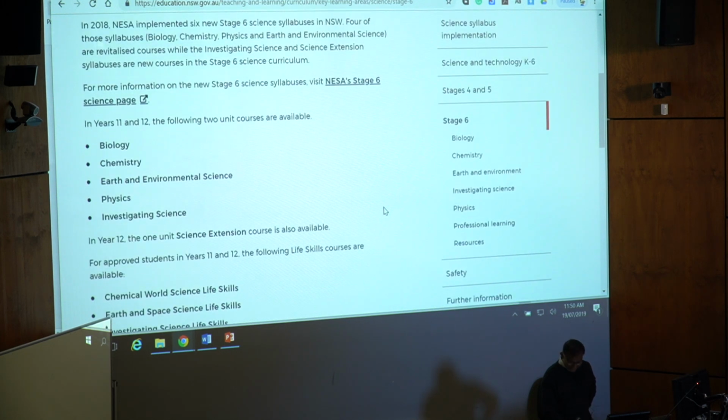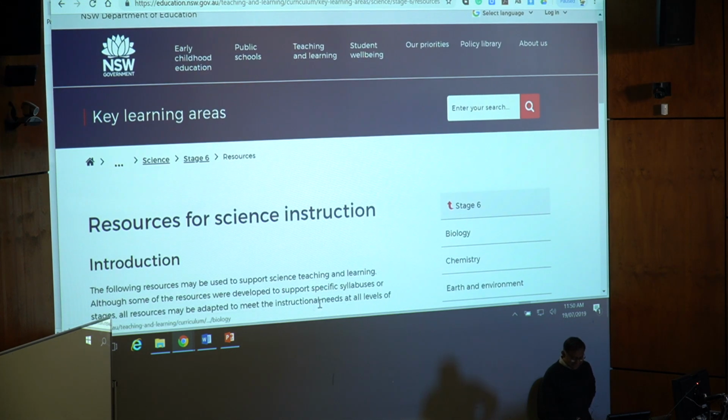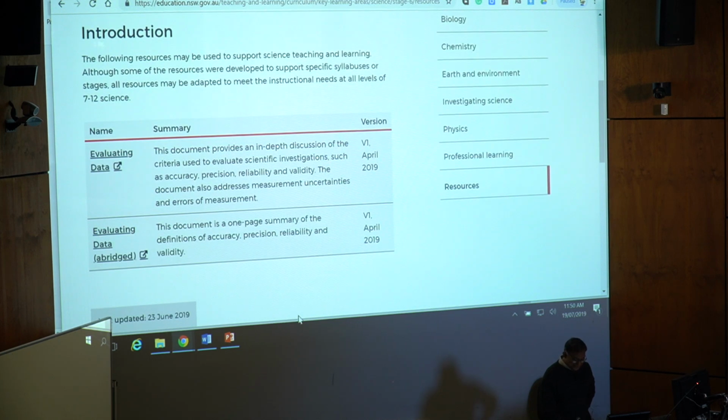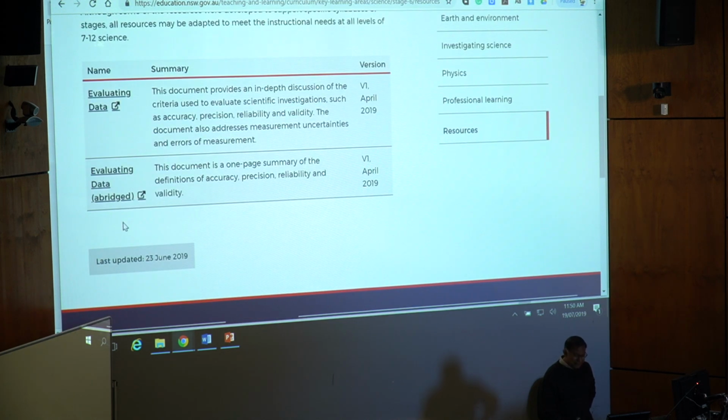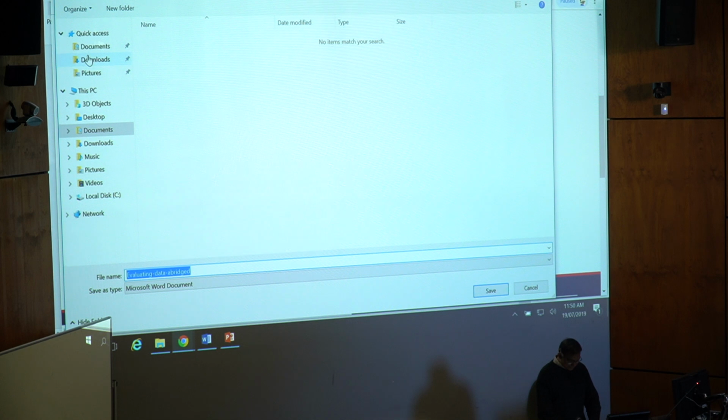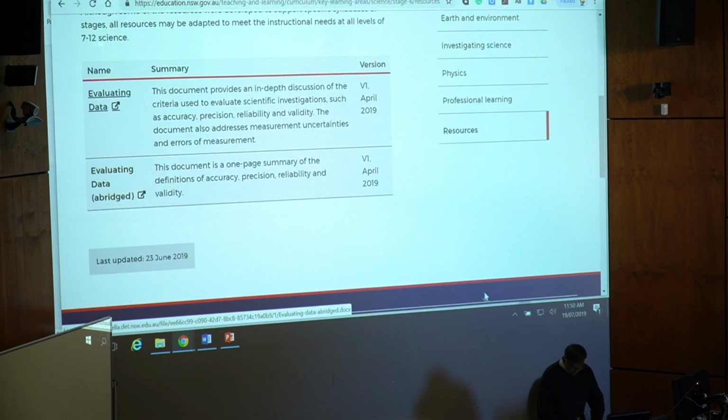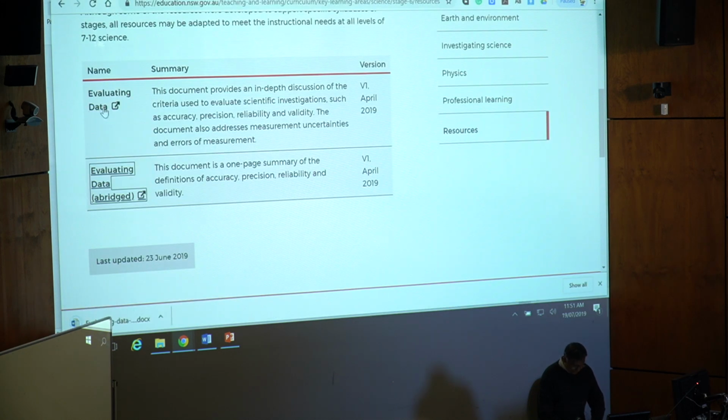Right down at the bottom, under stage 6, you have resources. It's like the eighth click. I tell you, nothing is easy with us. You have these two files here. Those two resources essentially talk about the definitions of accuracy, reliability, and validity. NESA has gone through this as well. The abridged version, if I can download it to the desktop, and then the full version.